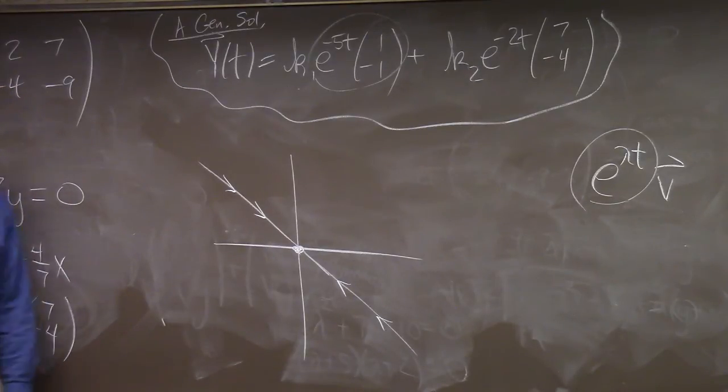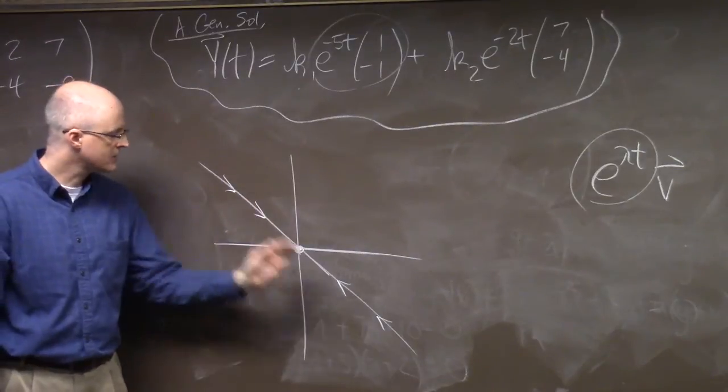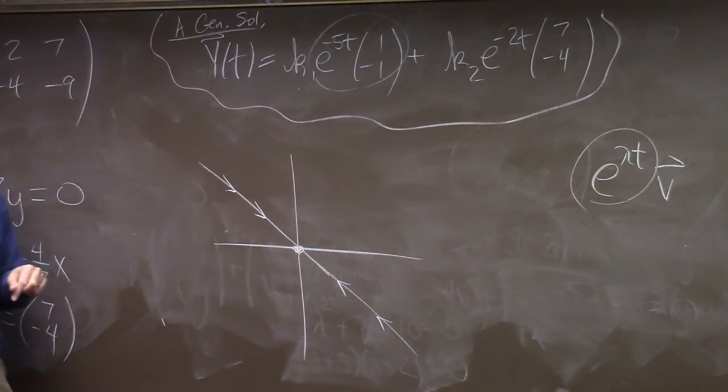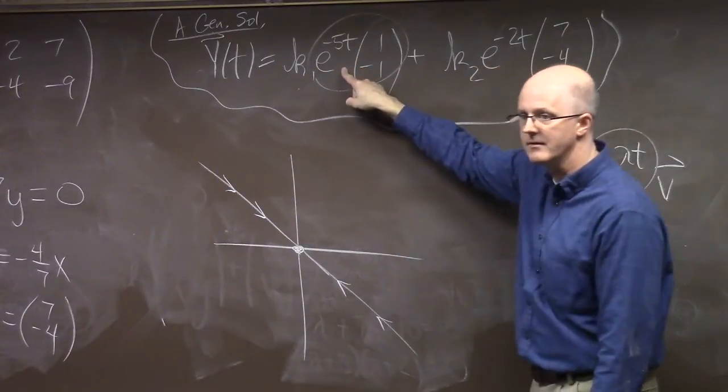I'm not drawing vectors when I draw that. I'm drawing arrows along a solution curve, a couple of solution curves, heading toward the origin as t goes to infinity because you've got the exponential decay right there.